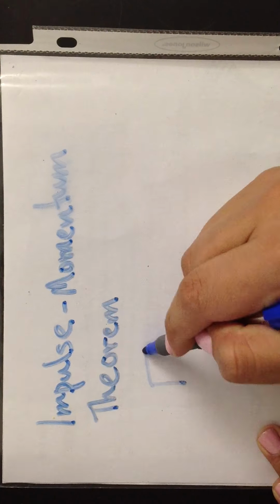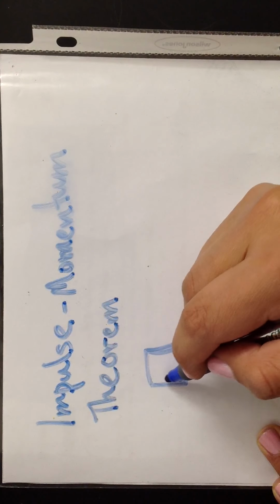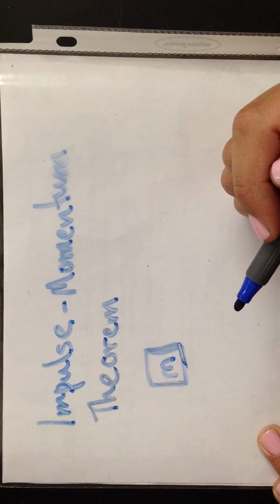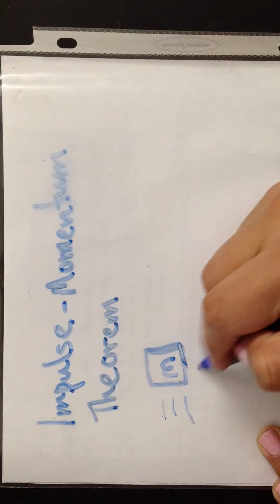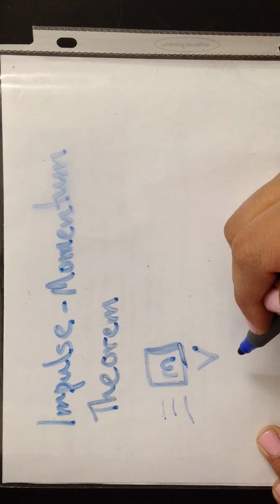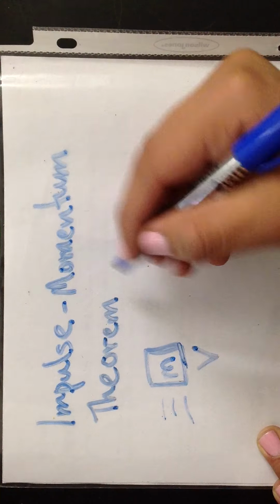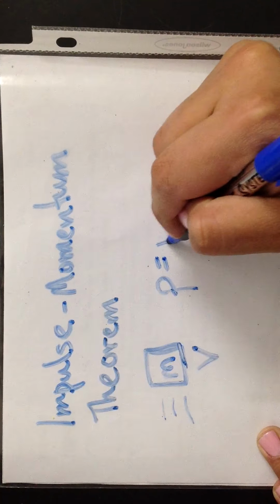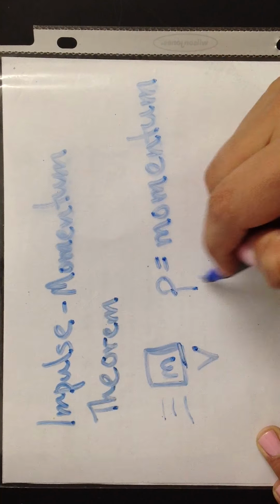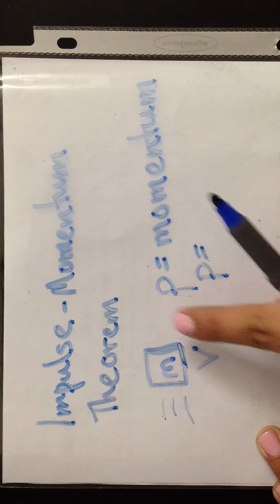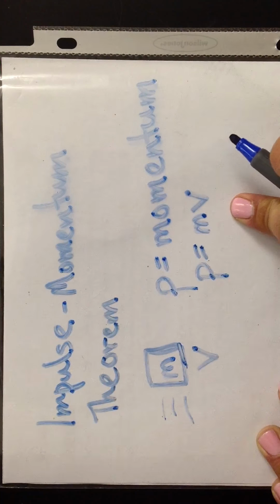So let's say, for example, you have this object. Every object has some mass, so there's my m. Now, let's say this object is moving. That means this object has velocity because it's moving. Because it's moving and has mass, it has some momentum. P is momentum, and the formula for P is mass times velocity. The momentum of that object is equal to m times v.